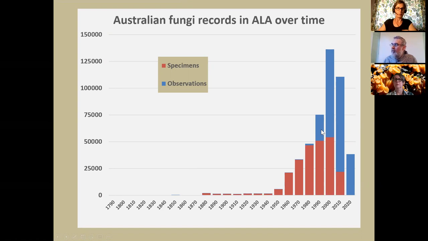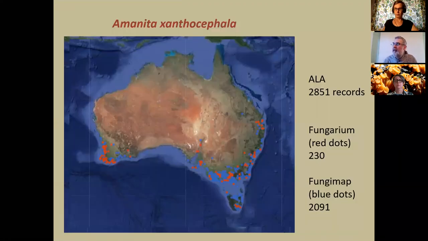And then we get the observational records coming in with Fungimap in the 1990s, and a lot more observations now than specimens. Specimens have dropped off in the last decade. We're not quite sure if that's real or there's just a lag in accessioning and databasing specimens. And even now, just within the first year or two of the 2020s, there's a lot more observations coming through. So all of this information is now available through the ALA.